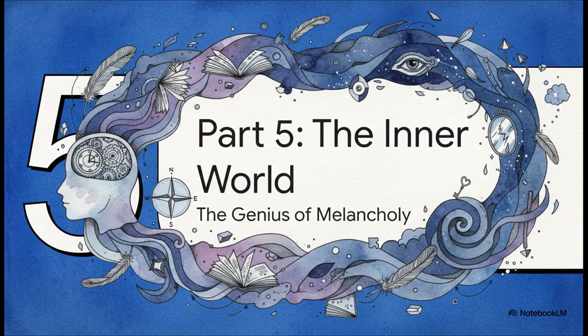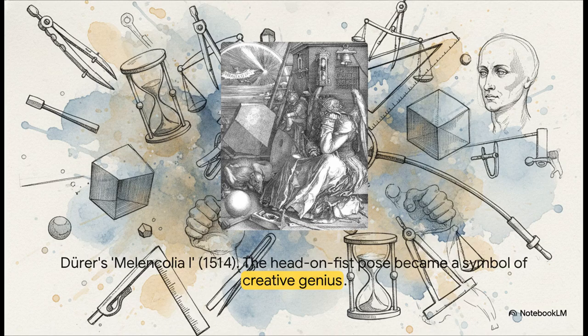We've cracked the codes of skill, presence, and status. Now we get to the final and most profound layer. How artists started to portray their own internal state, their very psychology, as the true source of their creative power. This all kicks off right here, with Albrecht Dürer's Melencolia I.